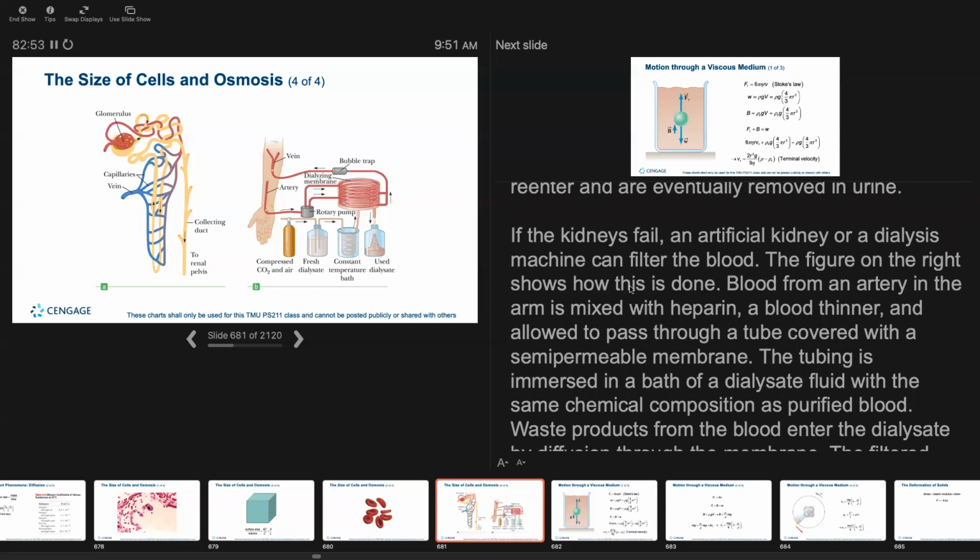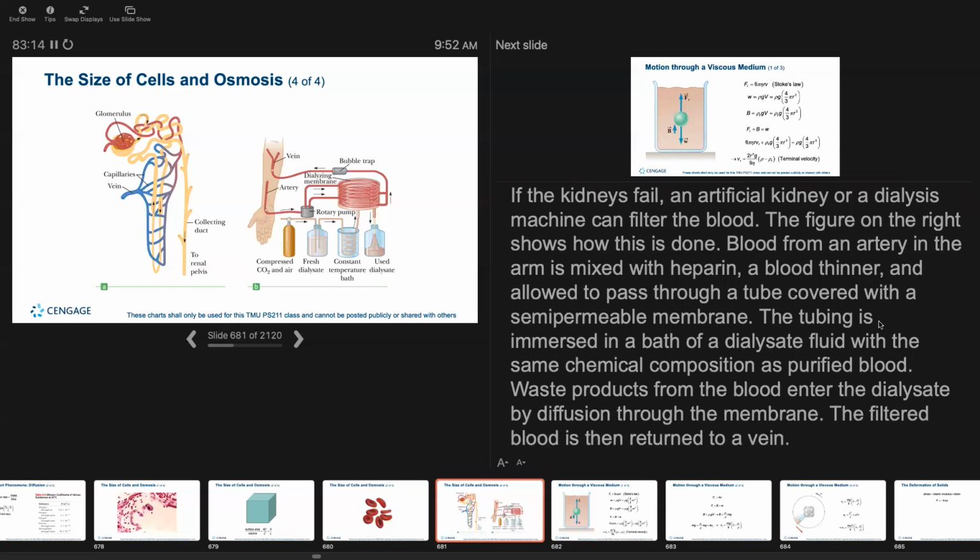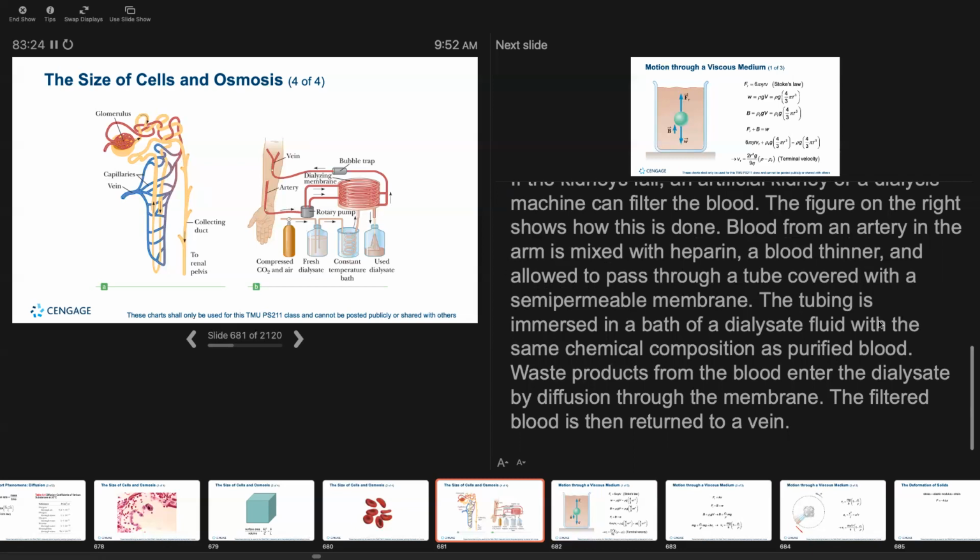Blood from an artery in the arm is mixed with heparin, a blood thinner, and allowed to pass through a tube covered with a semi-permeable membrane. The tubing is immersed in a bath of dialysis fluid with the same chemical composition as purified blood. Waste products from the blood enter the dialysis fluid by diffusion through the membrane. The filtered blood is then returned in a vein.